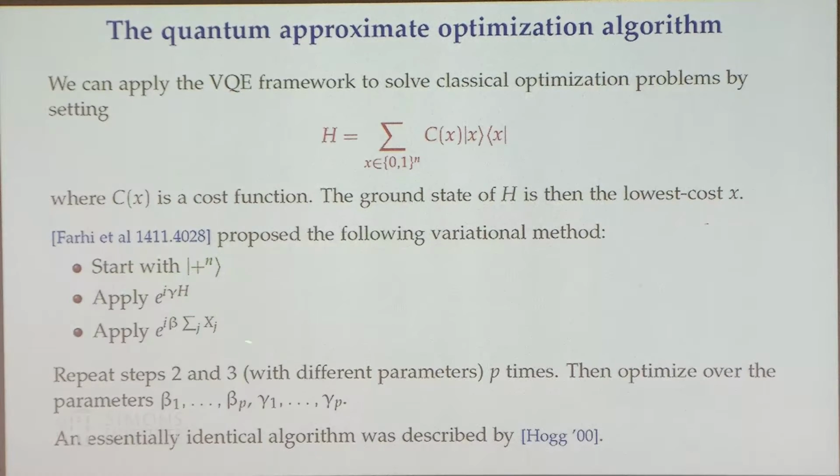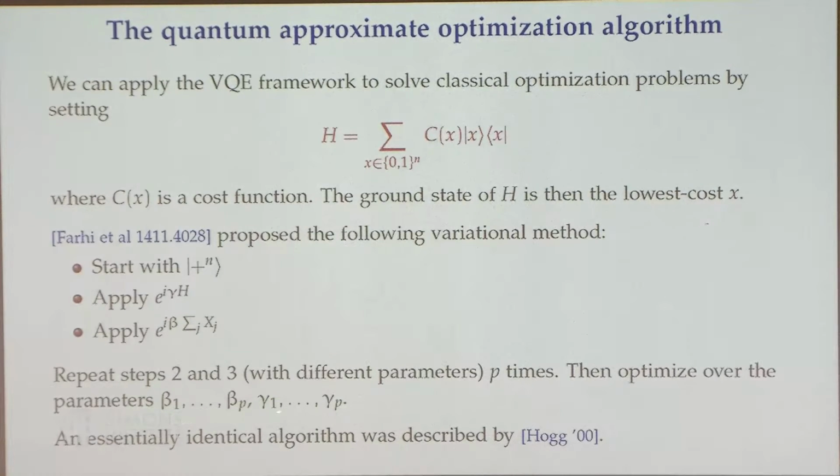So we start with a uniform superposition. Then we apply time evolution according to the Hamiltonian H for some length of time, gamma. Then we apply this mixing unitary, which depends on this parameter beta. And then we repeat this procedure p times. So we do this a certain number of times. And the parameters, beta 1 through beta p, gamma 1 through gamma p, these are ones that we can optimize using the quantum computer itself.